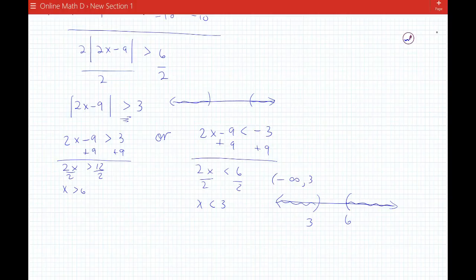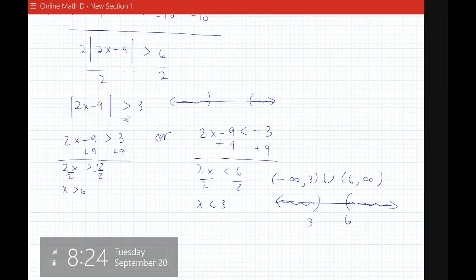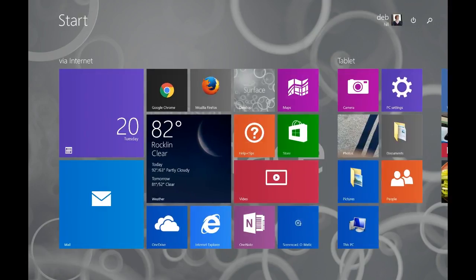So I have negative infinity to 3, union 6 to infinity. That's the interval notation that matches up to my number line. And I'm not sure why you thought the solution set was the empty set, so maybe we could talk more about that. So hopefully that's helpful. Let me know if I can answer any more questions for you.